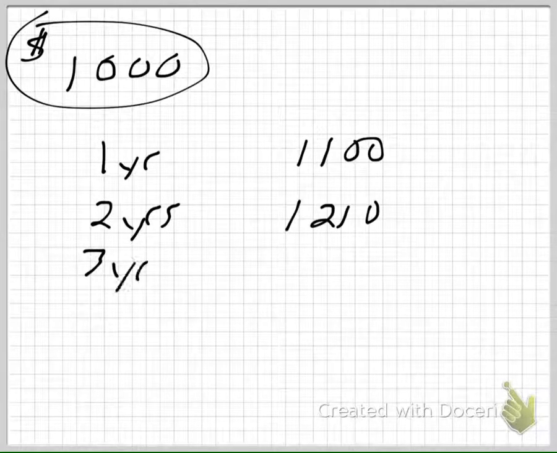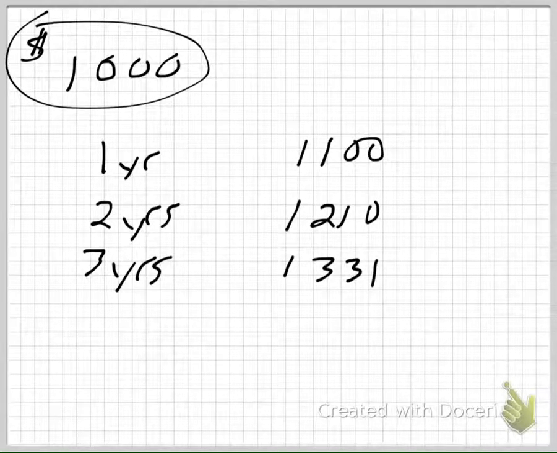After 3 years, from the end of the second year to the end of the third year, I don't make interest on $1,000. I'm making interest on 1,210. So this time I'm actually making $121, right? So that would be 1,331. Does that make sense?